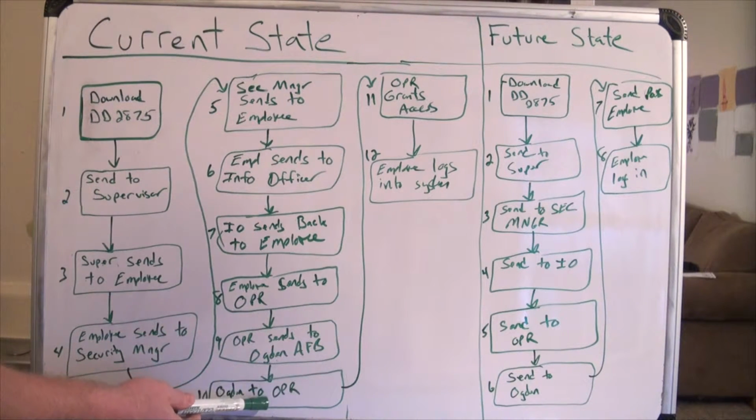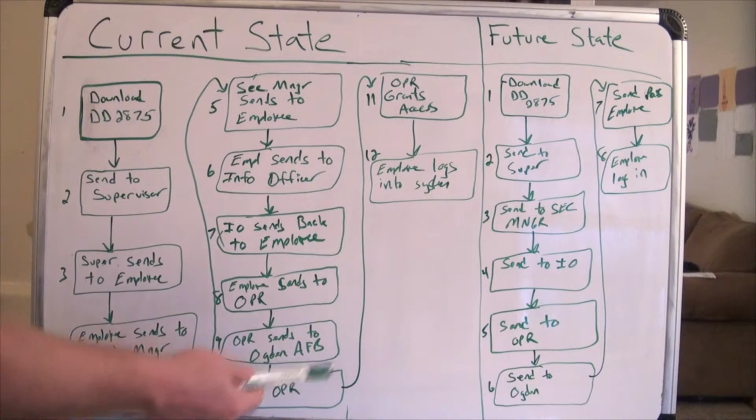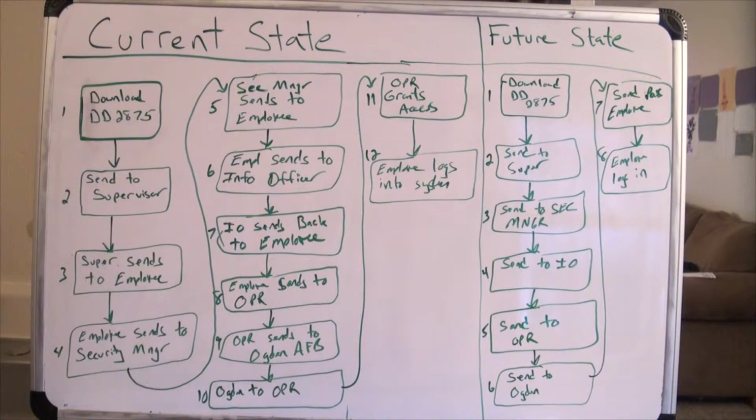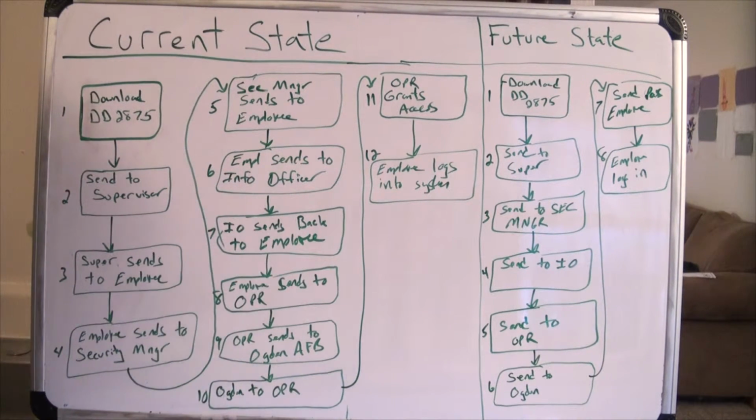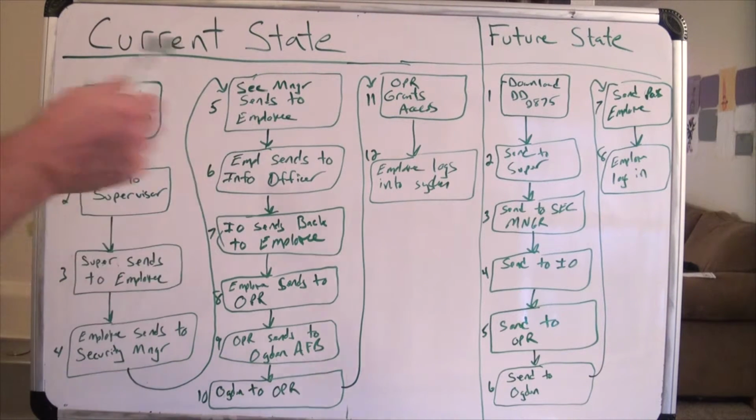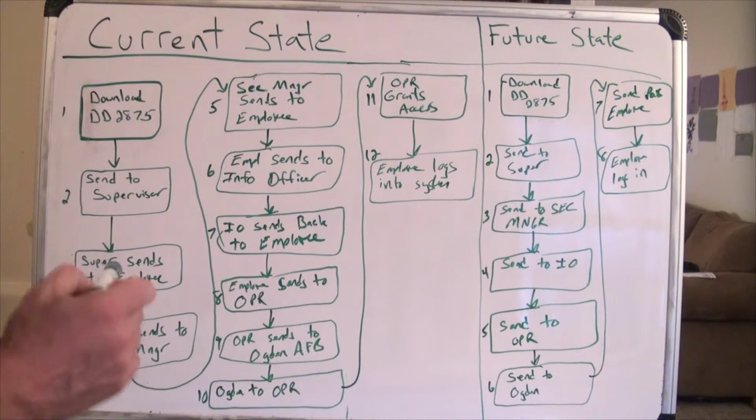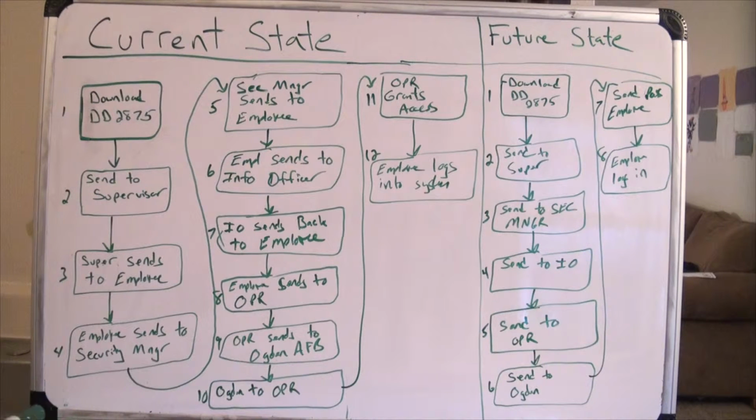They send it back to OPR, and finally the OPR will have your username and password, and they'll grant you access, and on step 12 you can finally log into the system. It's a lot of back and forth steps that we can get rid of. And this process is used for one single system. Each system has to have its own DD 2875 currently.